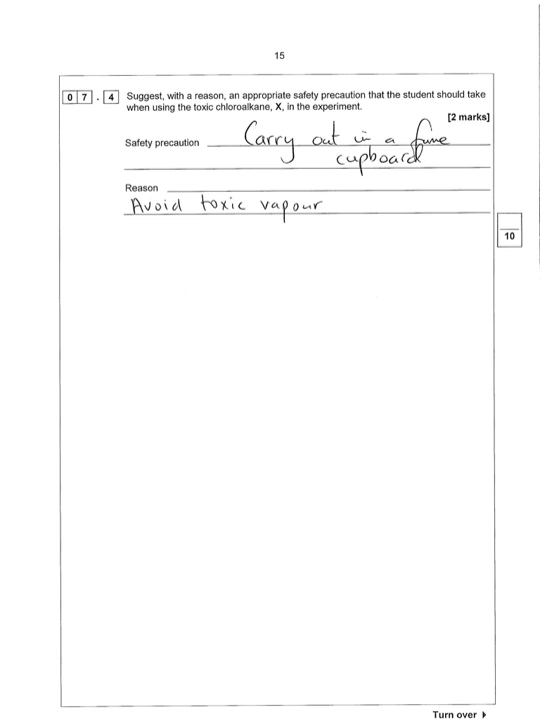Suggest an appropriate safety precaution that the student should take when using the toxic chloroalkane X. The appropriate thing to do is to use it in a fume cupboard, because if it's a toxic gas, it could escape and cause harm, so carrying it out in a fume cupboard would be a good idea to avoid the toxic vapour.